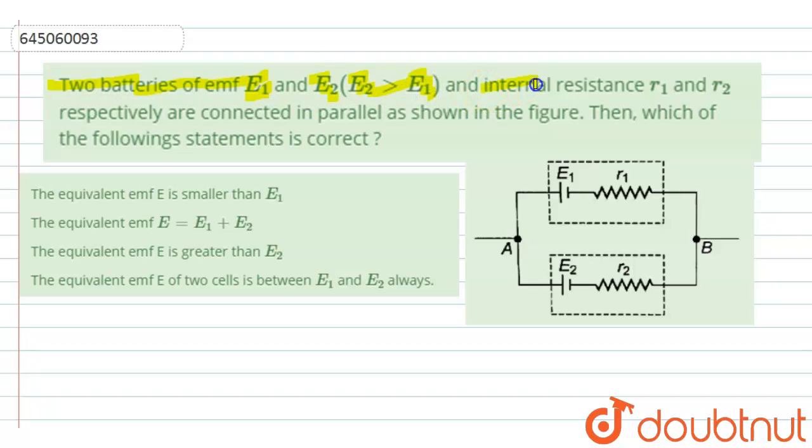The given question is: two batteries of EMF E1 and E2, where E2 is greater than E1, and internal resistances R1 and R2 respectively, are connected in parallel as shown in the figure. Then which of the following statements is correct?